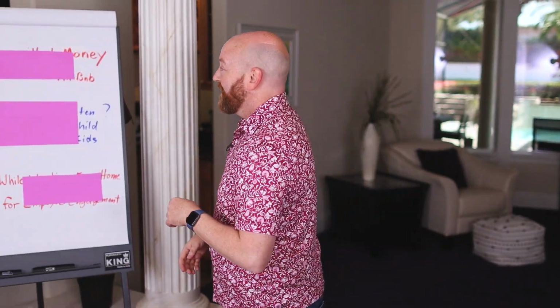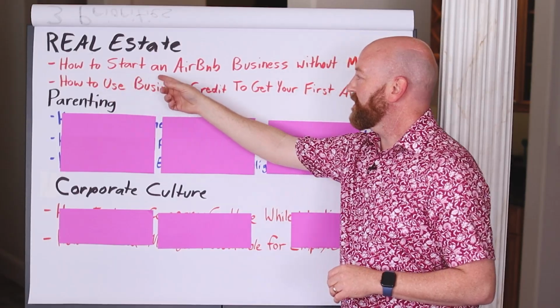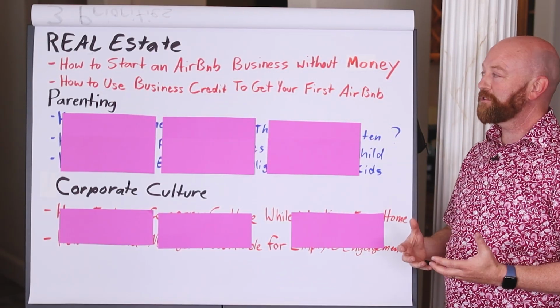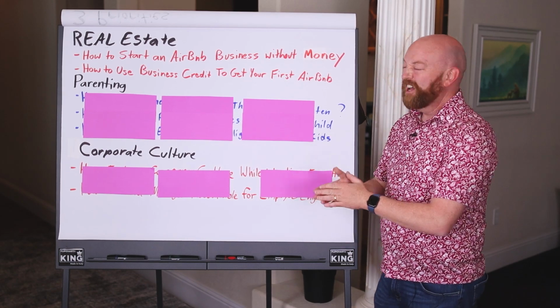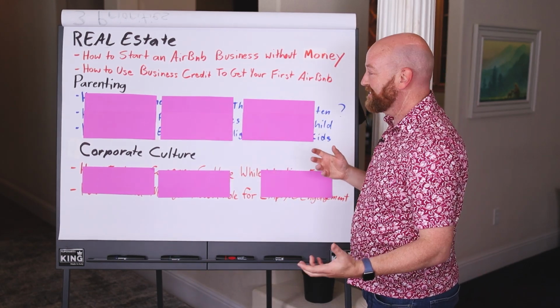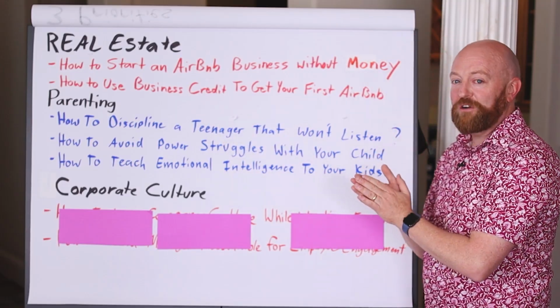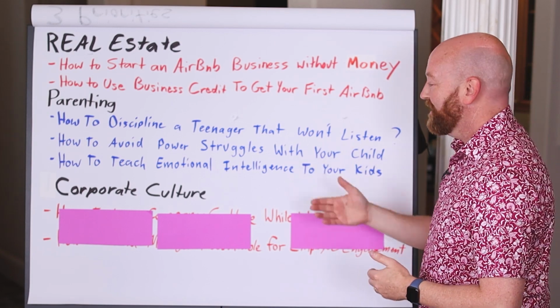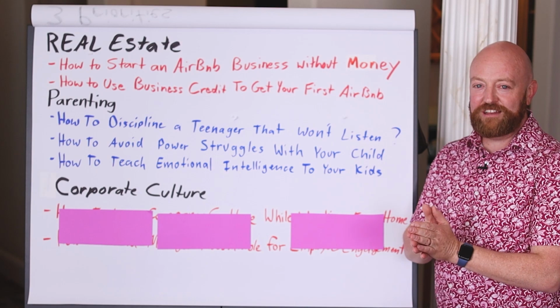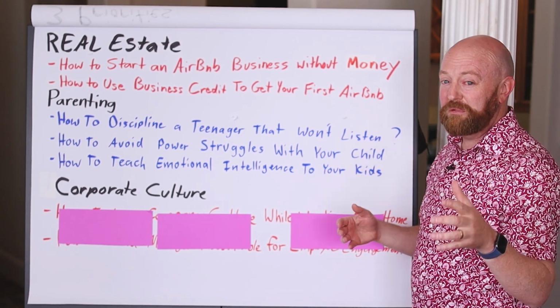So we go after long keyword phrases like this. If we're going after real estate or real estate investing: how to start an Airbnb business without money, or how to use business credit to get your first Airbnb. Do you see how long and specific these are? What about examples for parenting? How to discipline a teenager that won't listen, or how to avoid power struggles with your child. How to teach emotional intelligence to your kids. These are actual titles that we've used on YouTube and they worked, and I'm going to show you in a minute how we found them.